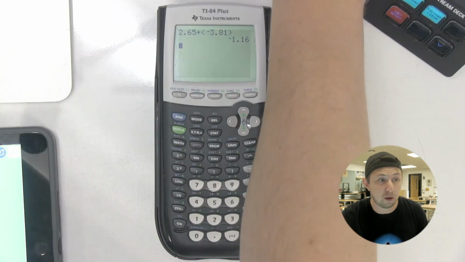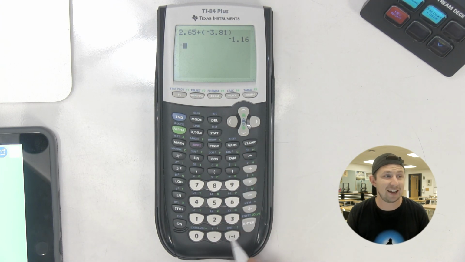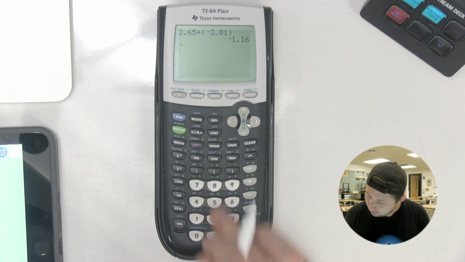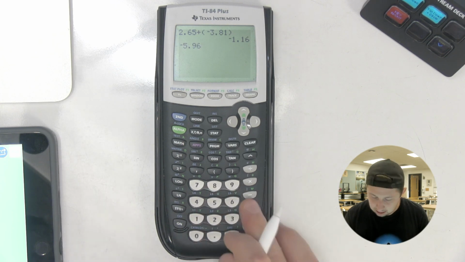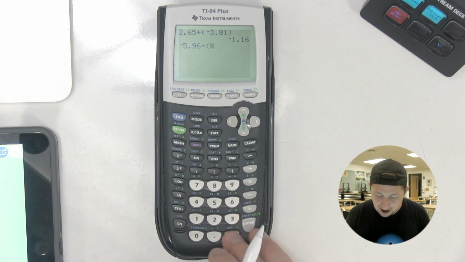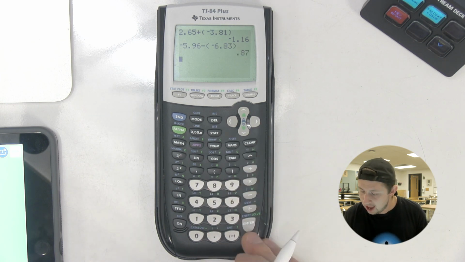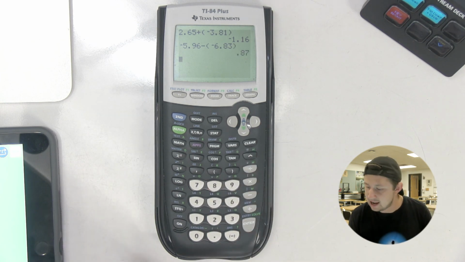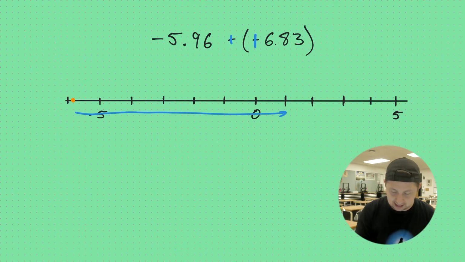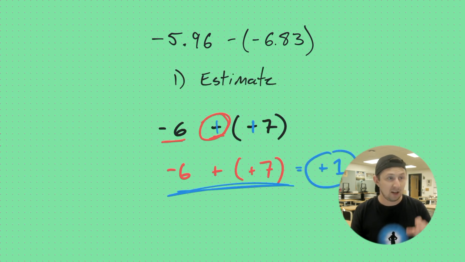So let's go ahead and plug that into my calculator. Notice I'm using the negative sign here. So I've got a negative 5.96 minus, I'm going to enter it in exactly like I have it on here, minus a negative 6.83. I punch those in, and I end up with a positive 0.87. That's really close to the value that I estimated just before of positive 1.